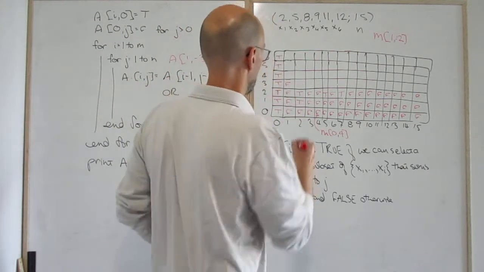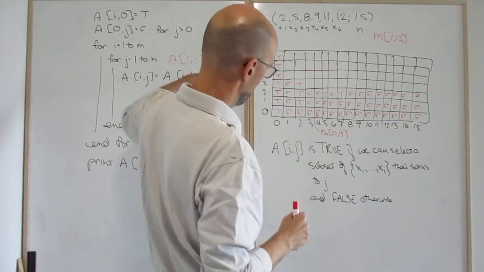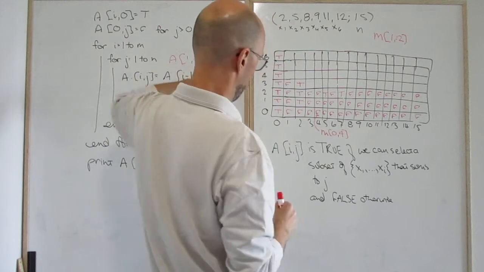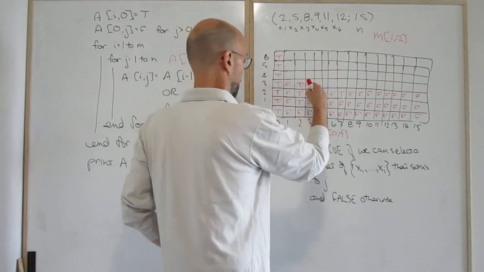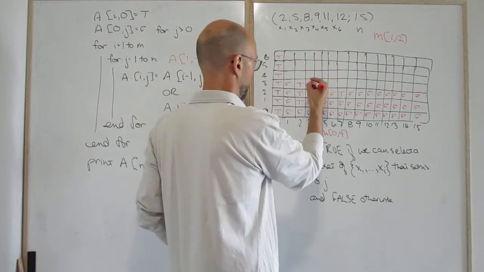Here we look down 1, it's a true. So we also have to, if we took x3, it'd be way over here, and it's a false. Here, we look over here, it's off the side of the matrix, so it's false. We look down, it's a false.